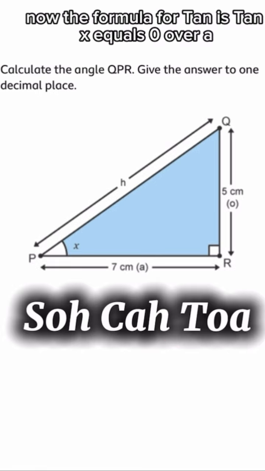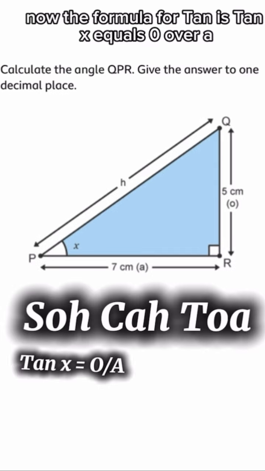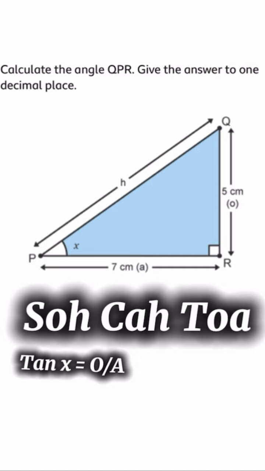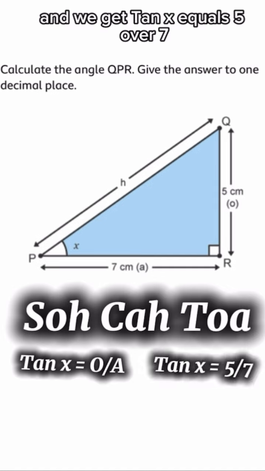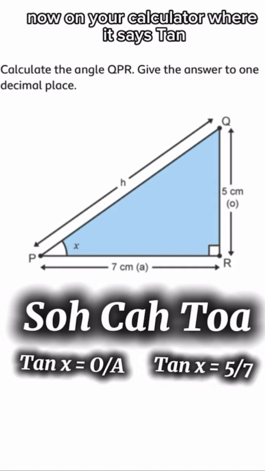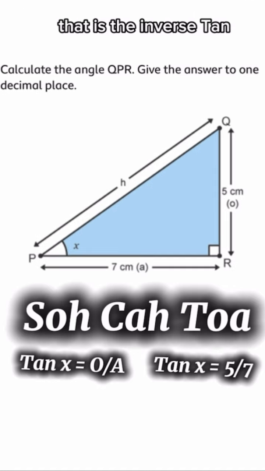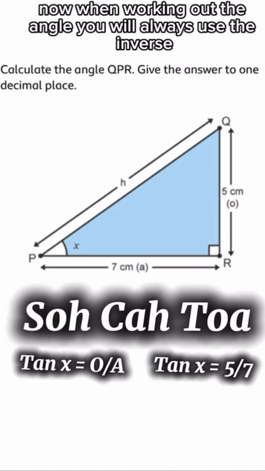Now the formula for tan is tan x equals O over A. Now we input our values into our formula, and we get tan x equals 5 over 7. Now on your calculator, where it says tan, there should also be an option for tan to the power of -1. That is the inverse tan. Now when working out the angle, you will always use the inverse.